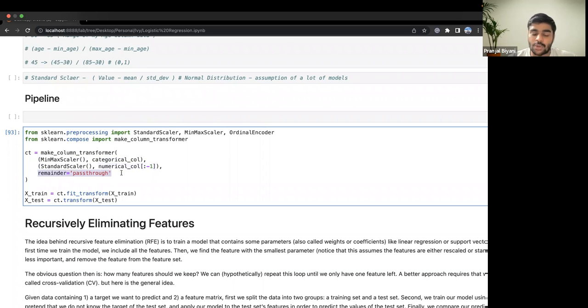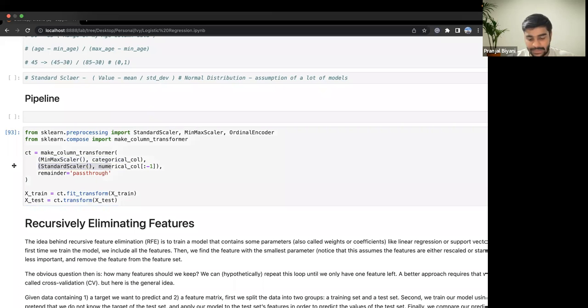Remainder is equal to passthrough means at every step, whatever columns I am doing the processing on, I want to make sure that the remaining columns stay intact. When I'm doing the processing on categorical columns, I want the numerical columns to pass through the pipeline without any changes. When I'm making changes to the numerical column, I want the categorical columns to pass through the pipeline without any changes. Okay. And then I can fit my data, fit my models, these min-max scaler, standard scaler.